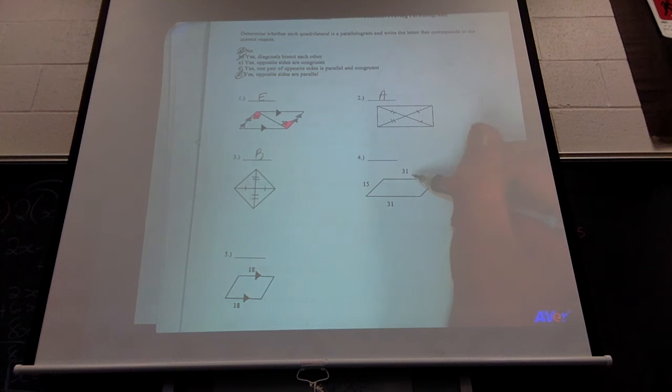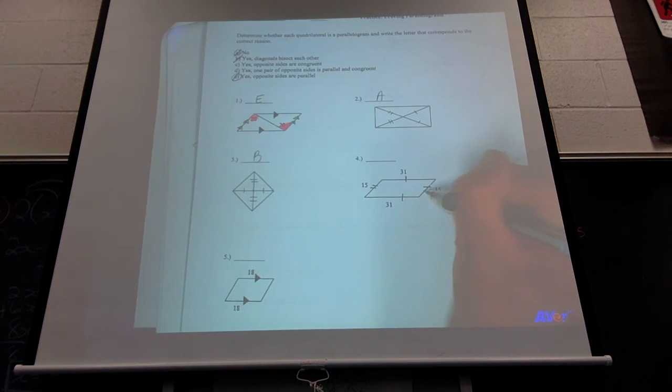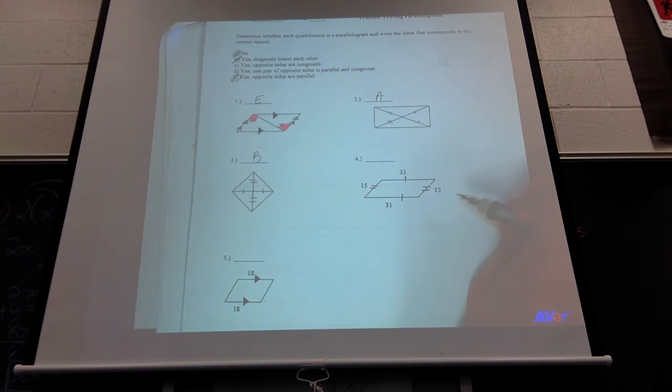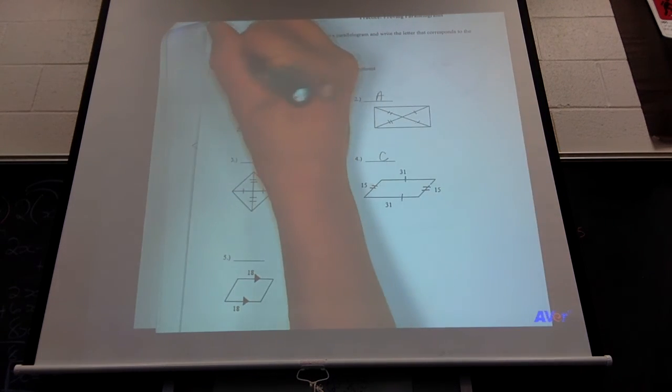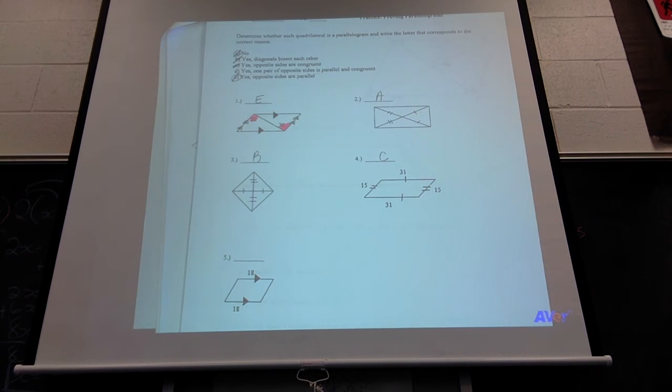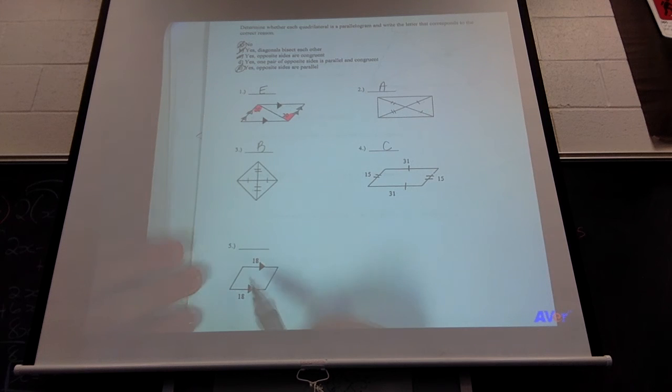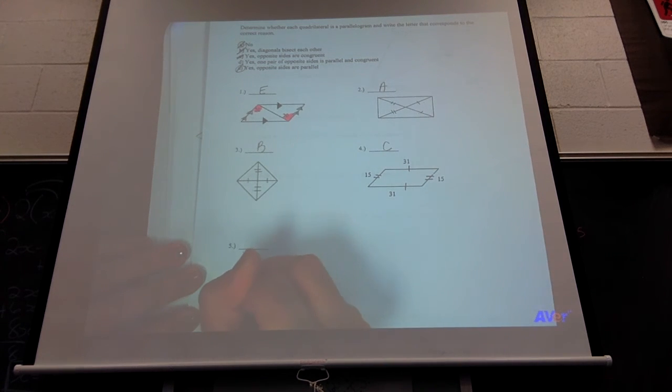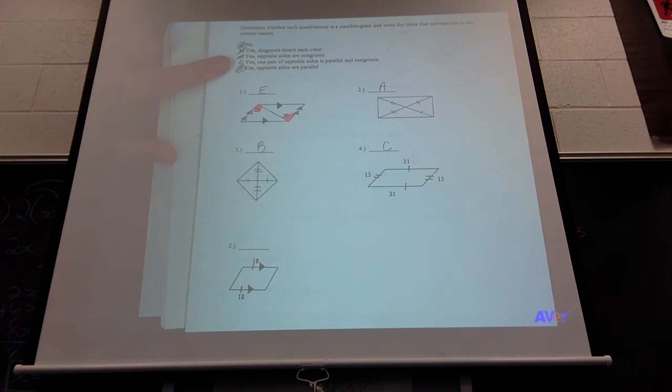Okay, number 4, these are measurements of the sides. So the top and bottom are congruent because they're both 31 units. The left and right are congruent, they're both 15 units. Therefore, both pairs of opposite sides are congruent, and therefore this is a parallelogram. Okay. Process of elimination here. On number 5, we have one pair of sides that is parallel, and that same pair is also congruent. They're both 18 units long. So since one pair of opposite sides is parallel and congruent, yes, that is a parallelogram.